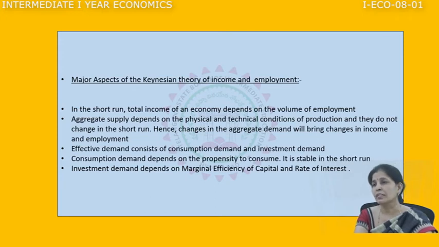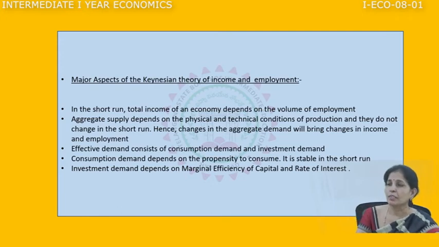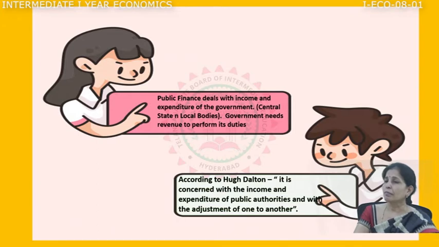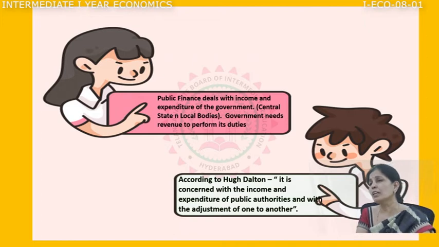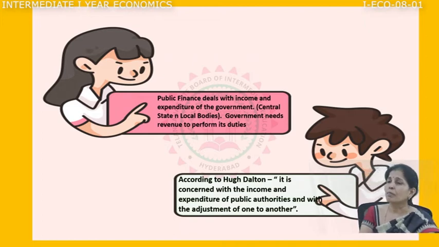The next topic for this chapter is public finance, which is nothing but the incomes and expenditures of the government. So when I talk about the government, it means the central government, the state government, and the local bodies. But what is the need? The government needs revenue.